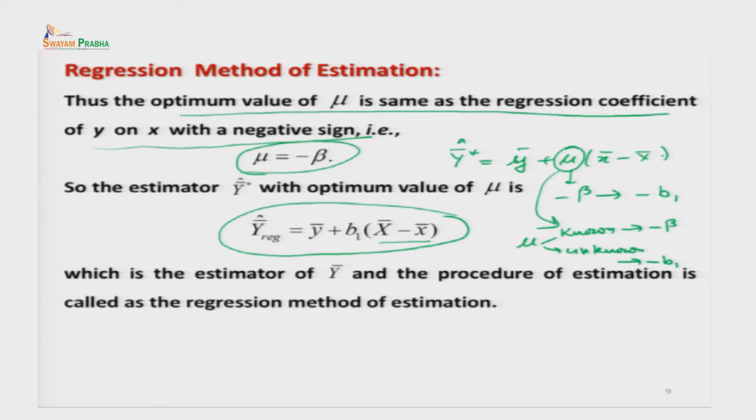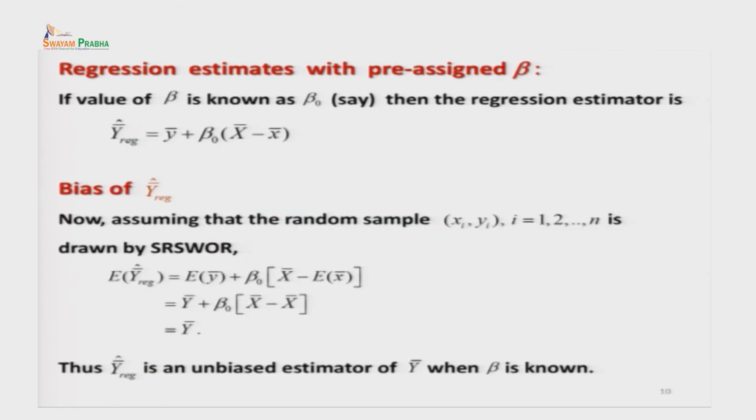Both are the same thing, and when we analyze the properties of this estimator, in order to have a complete overview, we will consider two cases, when mu is known and mu is unknown, and analyze its properties. So, let us consider the first case, that suppose mu is known. Saying that mu is known is equivalent to saying that beta is known. Beta is known means beta is pre-assigned, meaning you know the value beforehand.